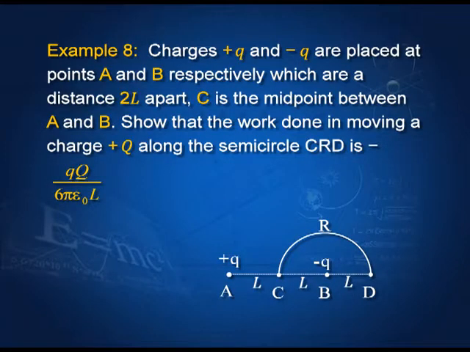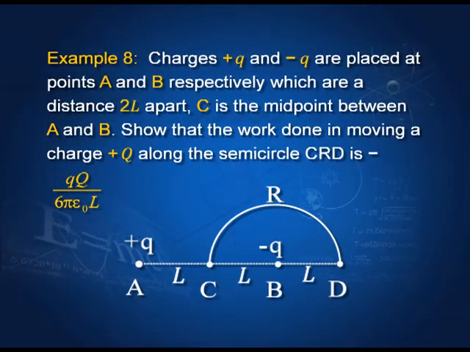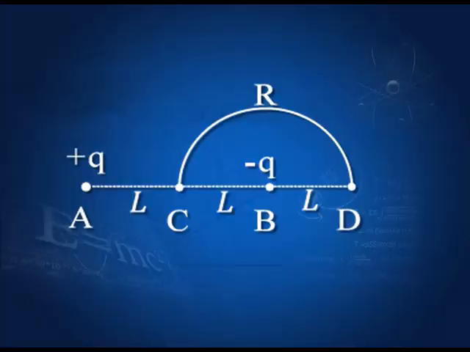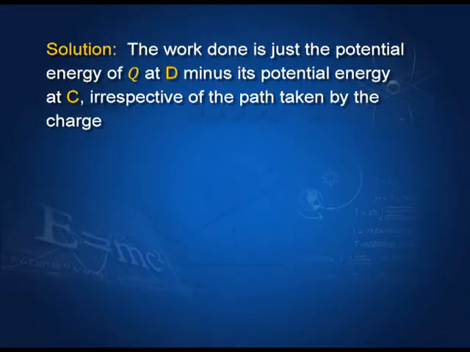So, all that I have to find out is the work done, and I have just told you that the work done is equal to the difference of potential energy. The route does not matter. The route that the charge takes does not matter. So, in this case also this route does not matter. All that we do is we calculate the energy at C, then we calculate the energy at D. The difference of these two potential energies is equal to the change in the energy. Whether it takes a semicircular path or a straight line path does not matter. So, the work done is just the potential energy of Q at D minus its potential energy at C.